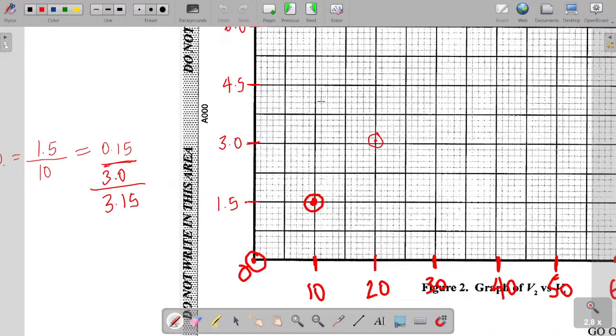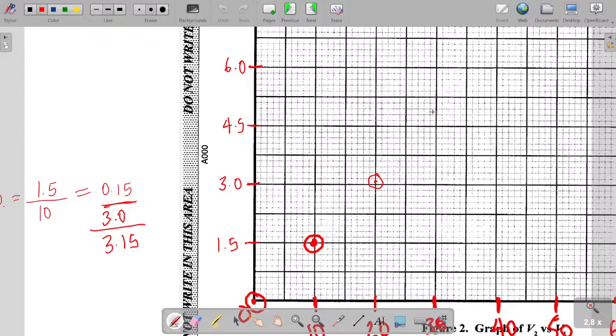So 30 and 4.7. We have 30 on the x-axis and 4.7. So how do we find 4.7? 4.7 must be between 4.5 and 6. So we're going to apply the same thing. We use our smallest division, and we're going to add 0.15 to 4.5 until we get to 4.7. So how many blocks will take us to 4.7?